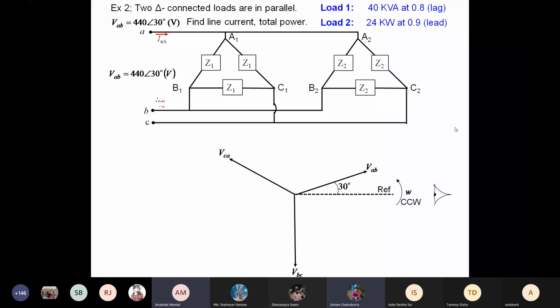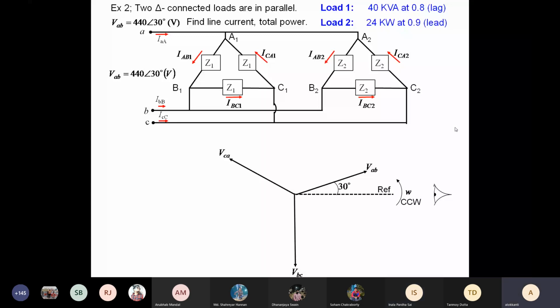You see in the delta, so many currents will be flowing. One question is to find the line current, that is IA. You have learned how to find the line current for a single delta, but I have given you two deltas. And I have given you two loads described in different forms. One is a lagging load, the other is a leading load. The power factor is different.